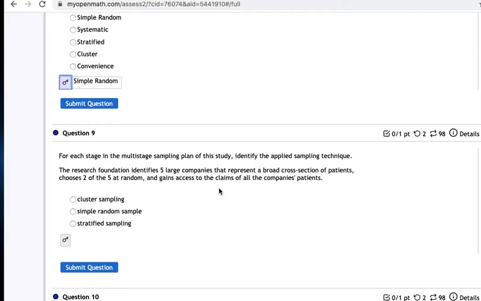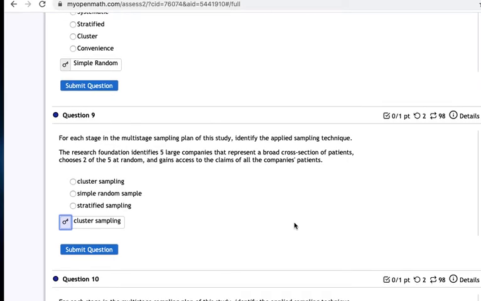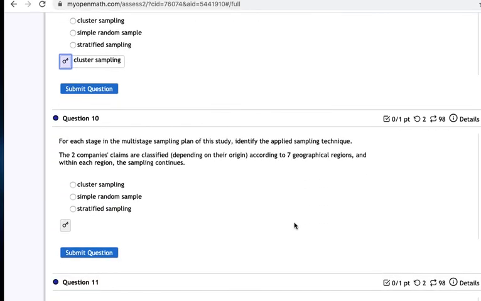Let's see. I think that one, 5 large companies, so they picked 5 companies. They have 5 companies, they chose 2 of the 5, and then they looked at every claim in those 2. That's what we call cluster sampling. So you randomly pick a few groups, and then you hit every single person in each of those 2 randomly selected groups. So I believe that's cluster. I hope I'm right. Yes, I'm right. Okay, good.